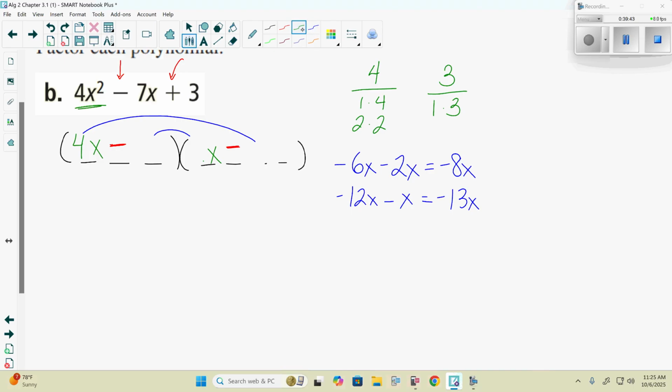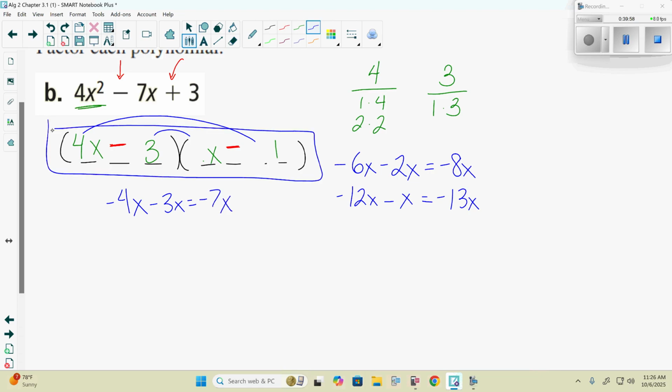So the only thing left that we can switch is the 3 and 1. And 4x times negative 1 would be negative 4x. Negative 3 times x would be negative 3x, telling us that we have negative 7x, which is indeed the middle term that we wanted. Questions on any of this here?